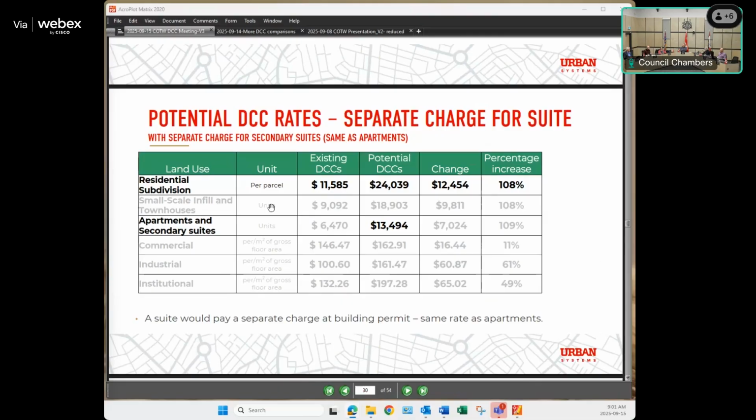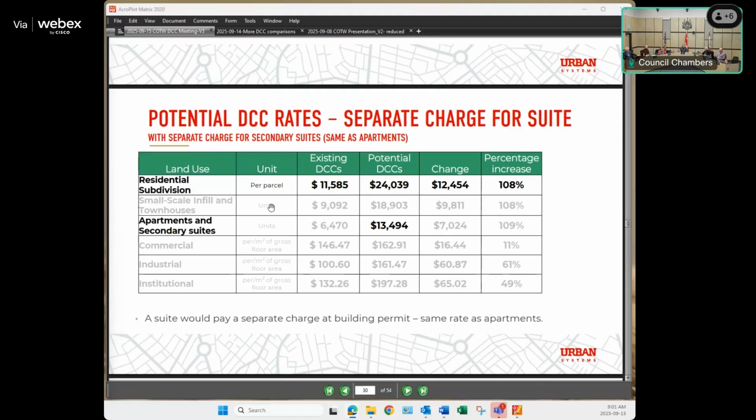Like, yes, we've got to pay for our infrastructure, but we also have to attract these developers to come to Cranbrook to actually build these projects. And I don't want to shoot ourselves in the foot and see us halt any new projects moving forward because our DCCs are too high.